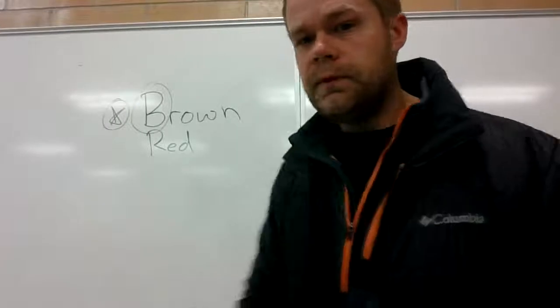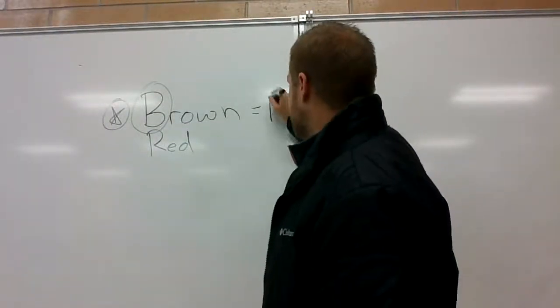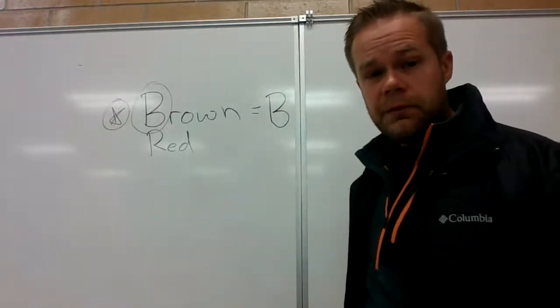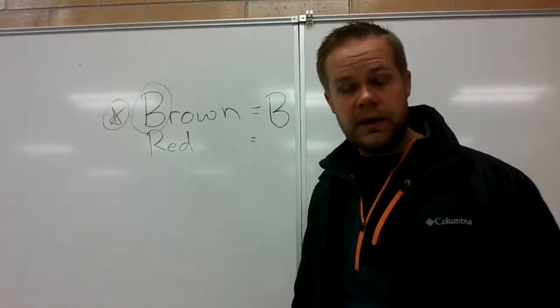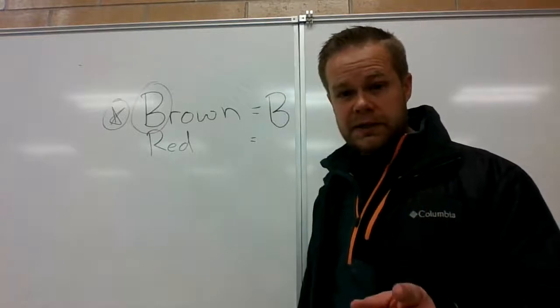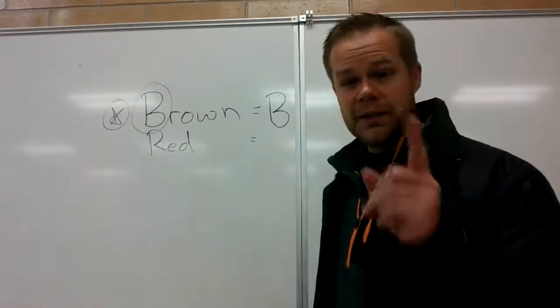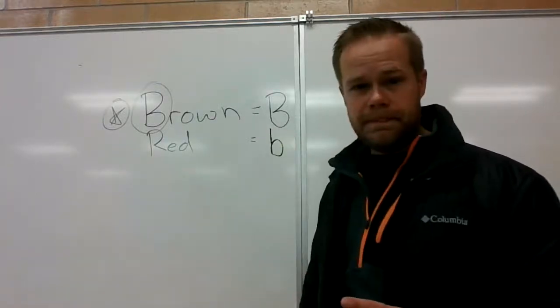That means that brown hair, the dominant trait, will be represented by a capital B. And red hair, the recessive trait, will be represented by what? What do you think? If you said lowercase r, you're wrong. We actually use the same letter. We still use a B, but we do use a lowercase b.